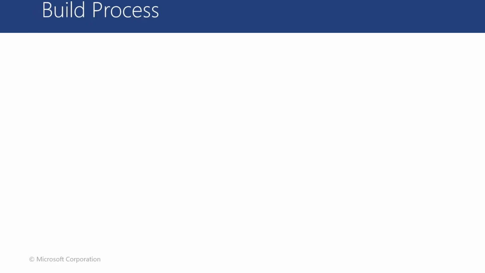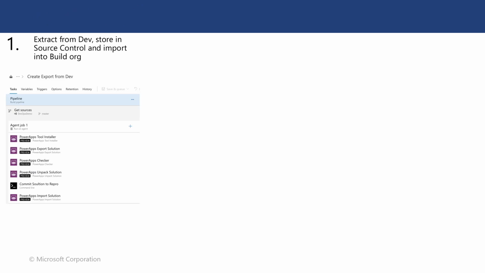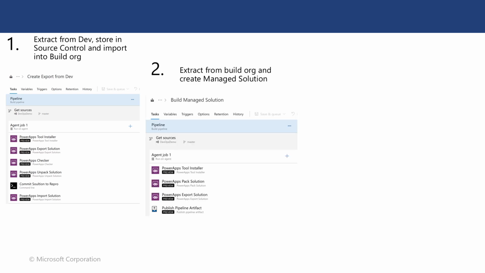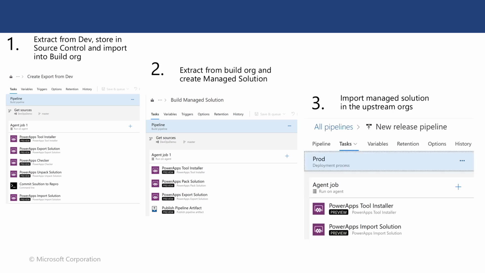With your build process, you can extract from development, store in source control, and import that into your build organization. Then you extract it from the build org and create your managed solution. Then you can import the managed solution into your upstream orgs.